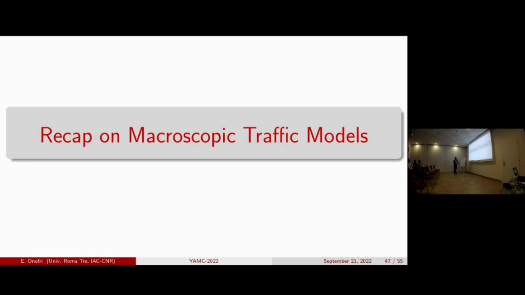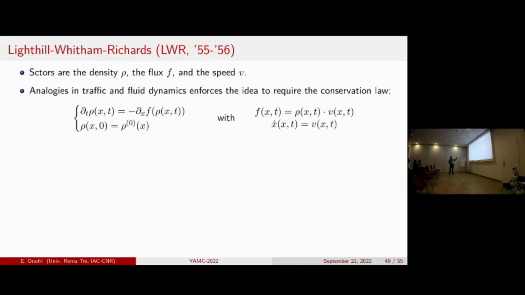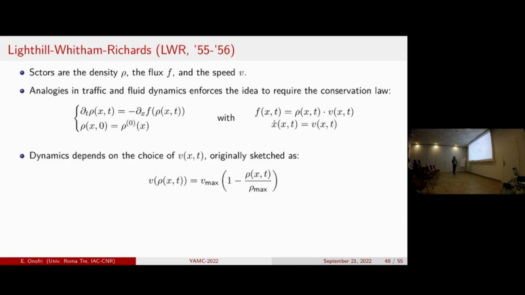Okay, so very briefly, were you all here yesterday? Because in that case I will skip this part. The Lighthill-Whitham-Richards model, LWR. We do recover that it is based on the fluid dynamics idea, and the entirety of the work rests on the definition of the velocity with respect to the flux and to the density. And this implies that the function of the flux is this one, and I will move closer.